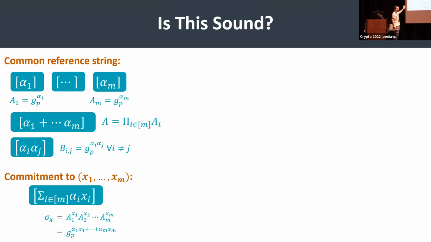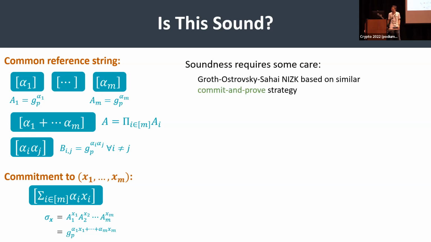The one thing that I have not described is whether this is sound. Hopefully I've convinced you that this is a complete construction, namely, if you have a sequence of true statements, the prover can manage to convince the verifier. But is this sound? Does this actually work? The soundness here will require some care.